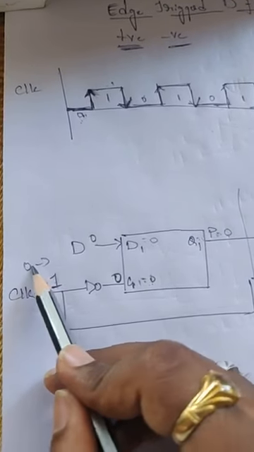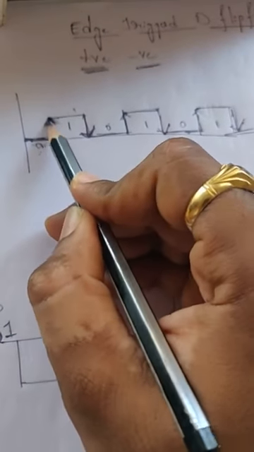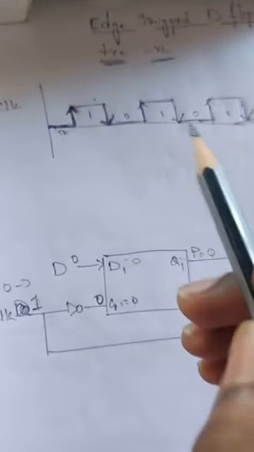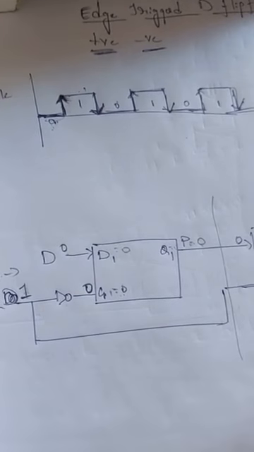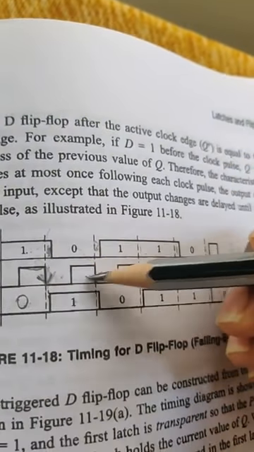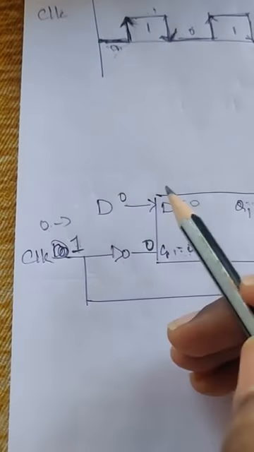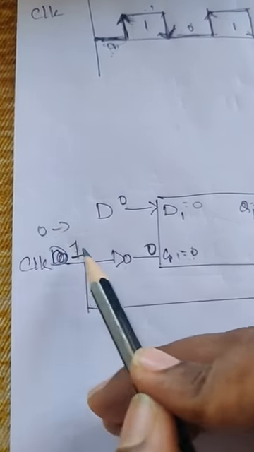When the clock moves from 0 to 1, this is a positive edge. Moving from 0 to 1 is positive edge trigger. Moving from 1 to 0 is negative edge trigger. Moving from high to low is a negative edge trigger. So we are concentrating on positive edge. Now 0 to 1 has moved.